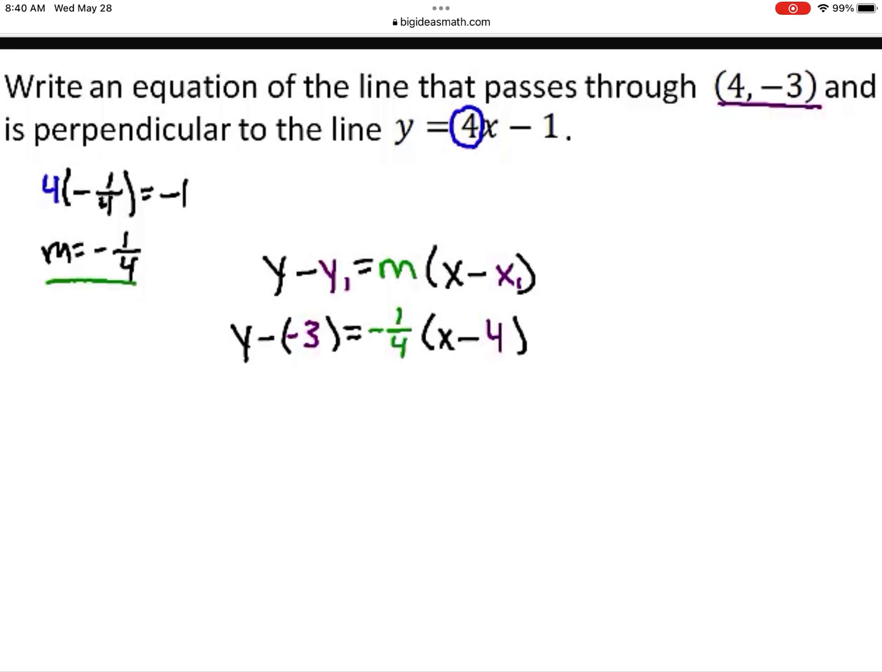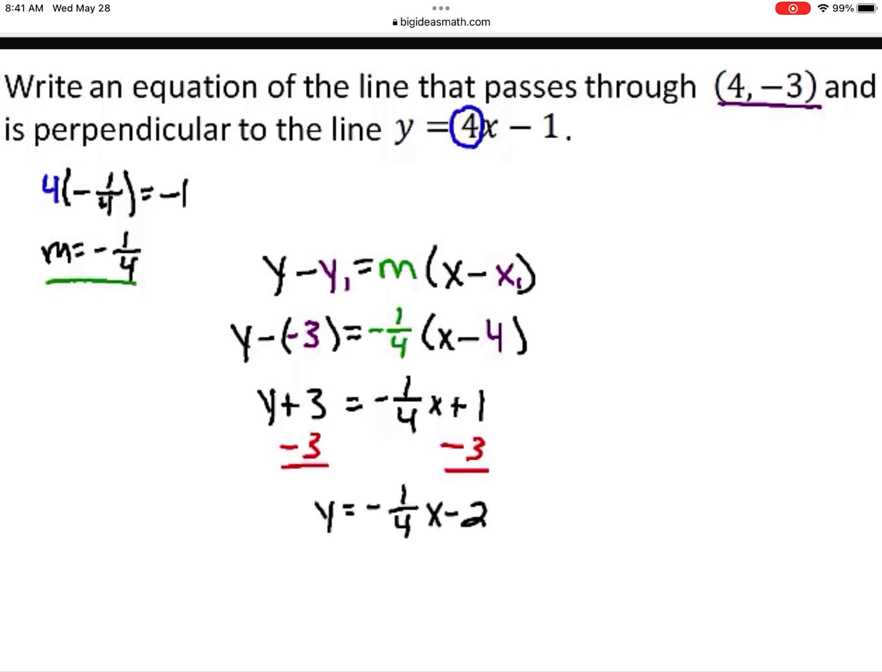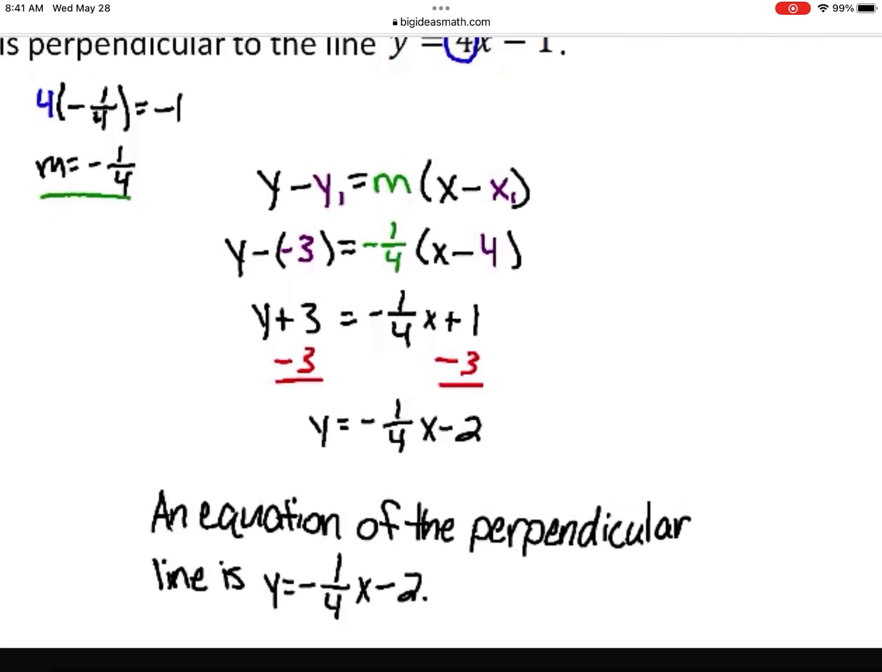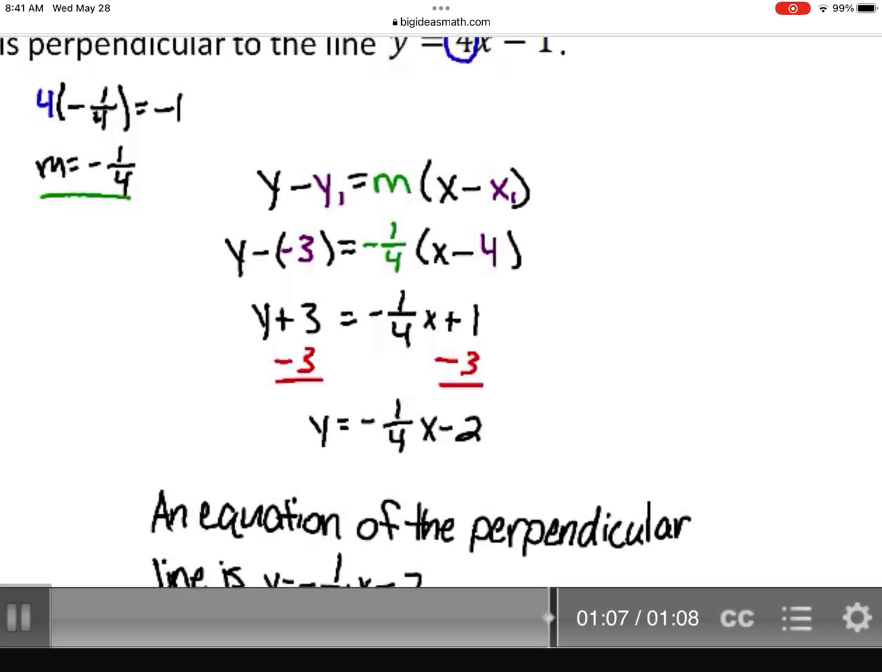Y minus negative 3 can be written as y plus 3, and distributing the negative 1/4 through the quantity x minus 4, you get negative 1/4 x plus 1. Now solve for y by subtracting 3 from each side, giving you y equals negative 1/4 x minus 2. So an equation of the perpendicular line is y equals negative 1/4 x minus 2.